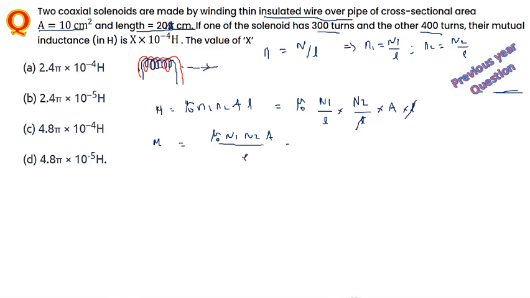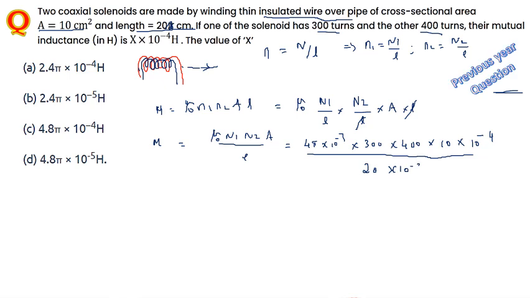Now substitute the values here. Mu naught value is 4 pi into 10 power minus 7. N1 is 300 turns, N2 is 400 turns, and the area they have given is 10 centimeter square. We have to convert centimeter to meter, that is 10 power minus 2. 10 power minus 2 whole square is 10 power minus 4, and whole divided by the length they have given, 20 centimeter, so that is 20 into 10 power minus 2 in meter.